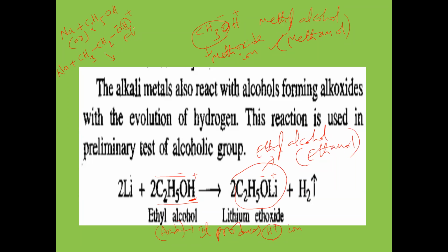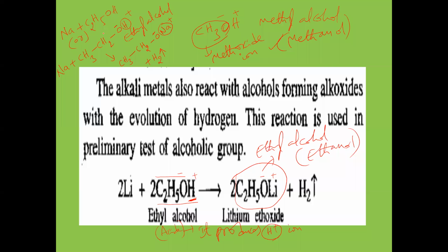So when sodium reacts with ethyl alcohol, what will be the compound produced here? CH3 bond CH2 bond ONa. OH becomes ONa. In place of H plus, Na plus is substituted here. So CH3CH2O minus is the ethoxide, and the compound is sodium ethoxide. Along with this, hydrogen gas is released when sodium reacts with ethyl alcohol. Is that clear?